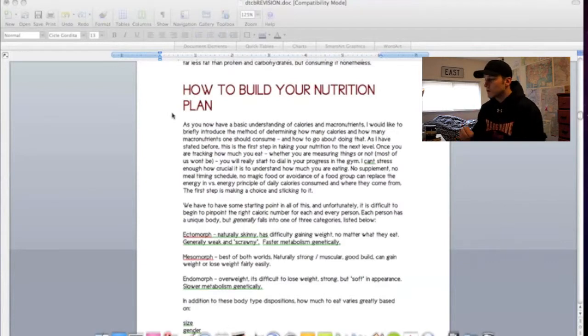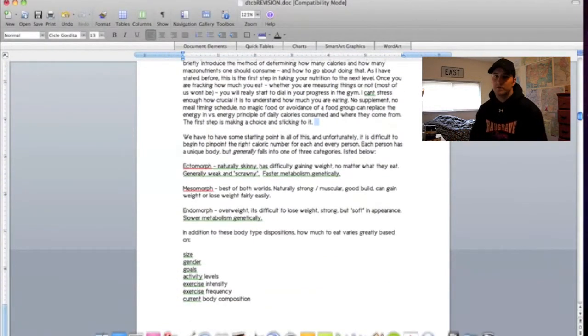So paying attention to your body. Basically, there's three different categories that people group themselves into as far as their metabolisms and their general body composition. And those, as you can see here, are ectomorph, mesomorph, and endomorph. So ectomorph, naturally skinny, fast metabolism, kind of a hard gainer. That's what I am. Mesomorph is kind of the best of both worlds, medium build. Doesn't necessarily lose weight really quickly, doesn't necessarily gain weight really quickly. Endomorph is naturally overweight. It's difficult to lose weight, your metabolism might be a little slower. So you probably fall into one of those three categories in some way, okay?